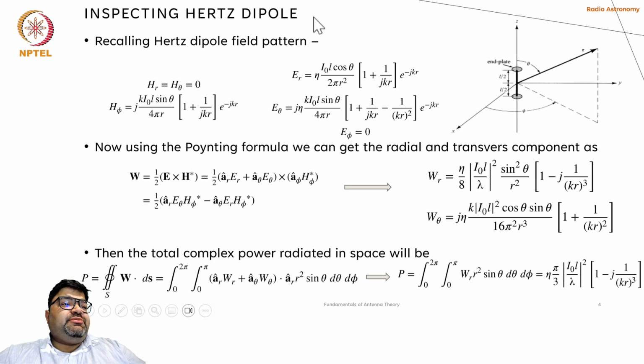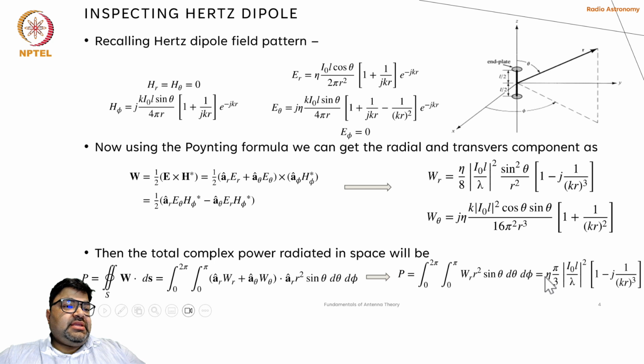The very next step we learn from electromagnetics is that we have the E and H fields, so we compute the Poynting vector, and that finally turns out to give a W_r and W theta component, and from there we can easily figure out the P, the complex power radiated. We figure it out, and then finally, after integrating for total power over theta and phi, theta goes from 0 to pi, and phi goes from 0 to 2 pi.